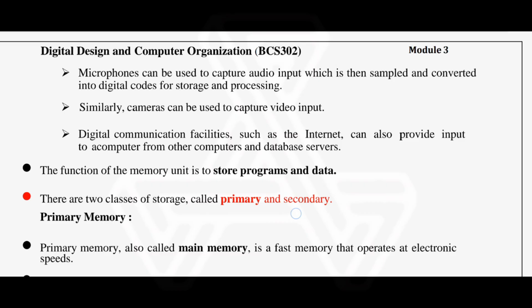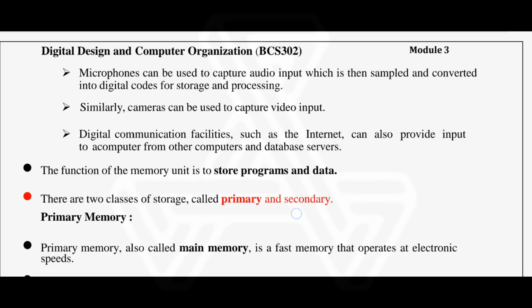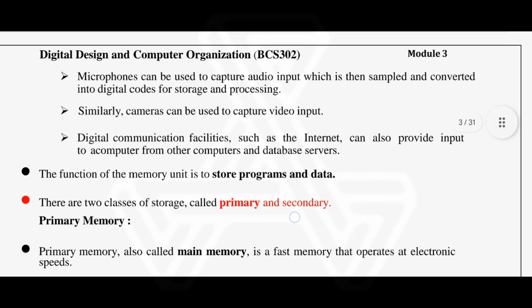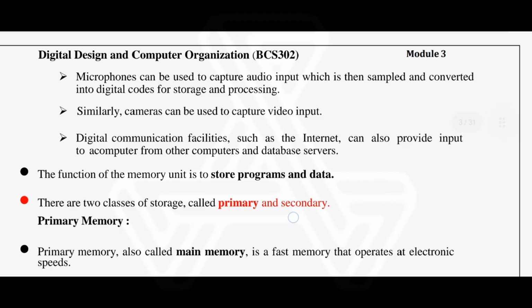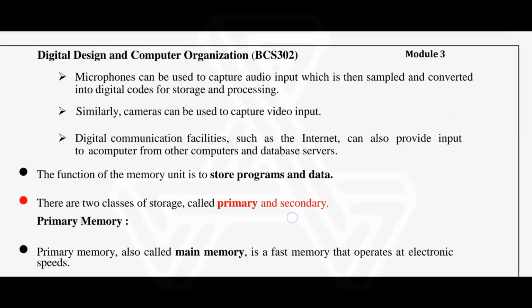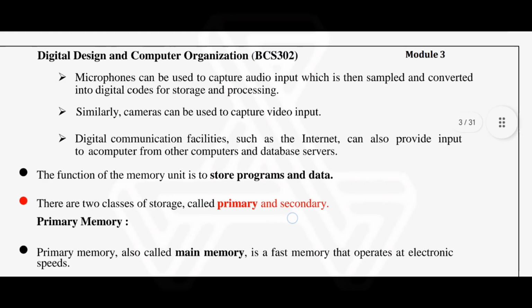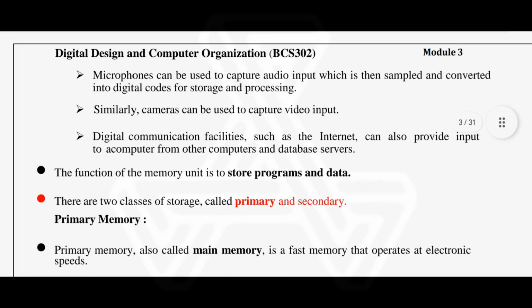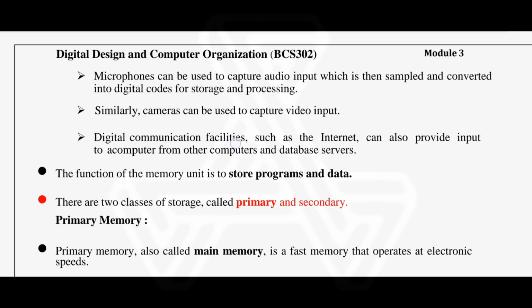Microphones can be used to capture audio input, which is sampled and converted into digital codes for storage and processing. Similarly, cameras can be used to capture video input. Digital communication facilities such as the internet can also provide input to a computer from other computers and database servers.